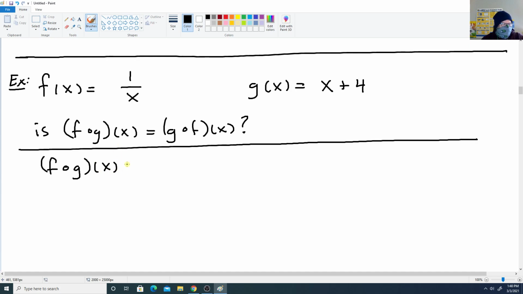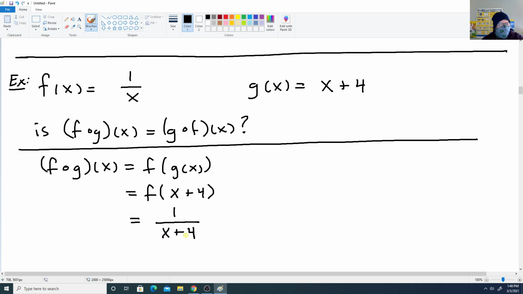So f composed of g of x, this is the function f evaluated at the function g of x. The g of x is just x plus 4, so this is f evaluated at x plus 4. So this will say take your function 1 over x, replace the x with x plus 4. So I get 1 over x plus 4. So this is my f of g of x function.